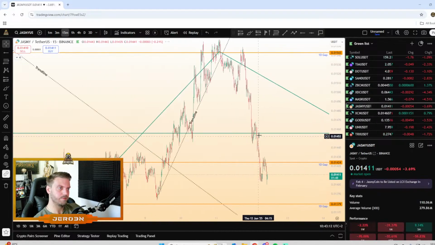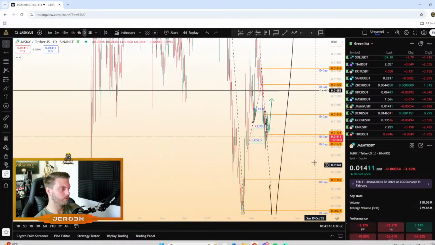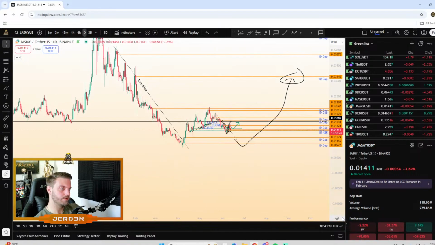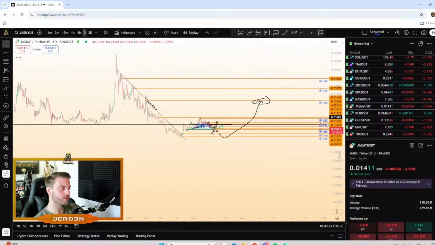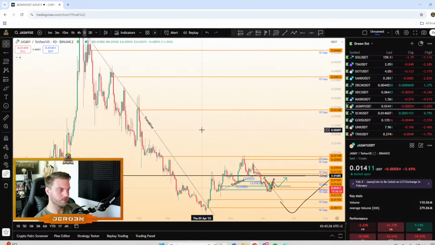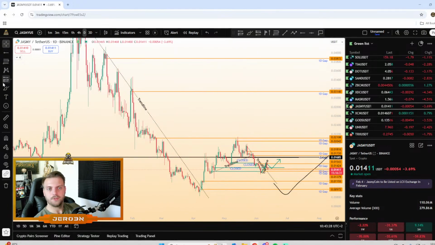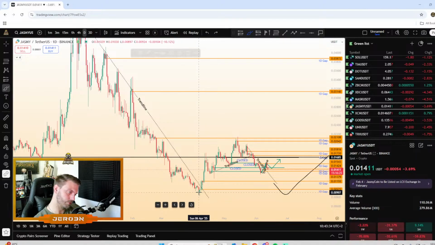Jasmy. Oh yeah, Jasmy I was looking more into. So we have Jasmy in this very zoomed out trend. We broke. Nice, okay. I didn't look into detail like this. So we have this downtrend here, which we broke through, pushed through the level.